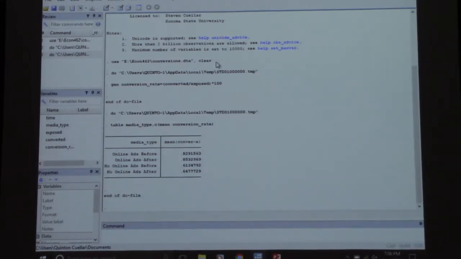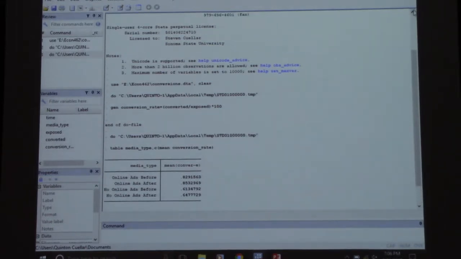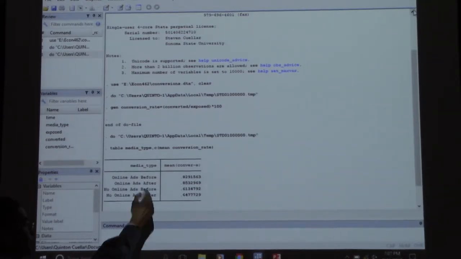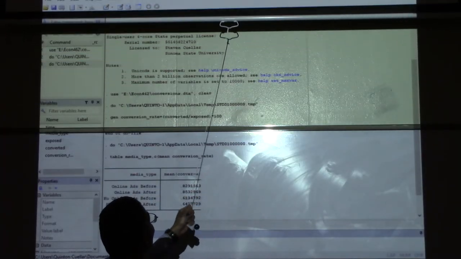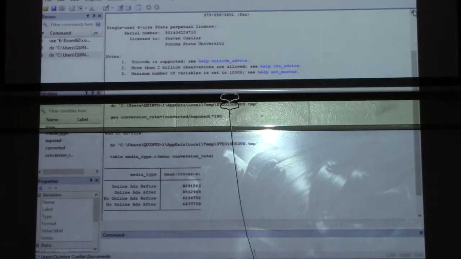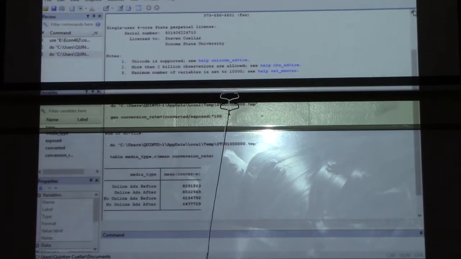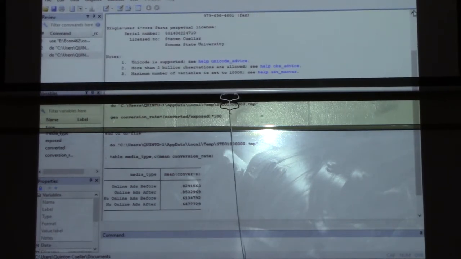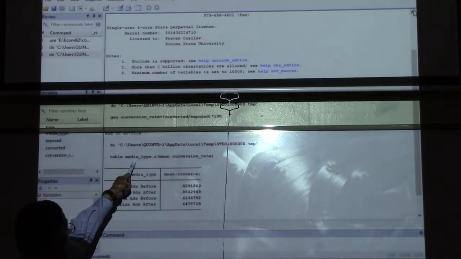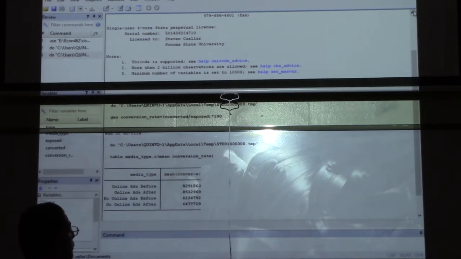Again, the problem is that we don't get any statistical significance, so we don't know what's different than what. I mean, we can see things, so I made the mistake in one of my classes of writing on the screen. I forgot to pull up the screen, by the way. But literally, just tab it by media type, and then look at the mean conversion rate.